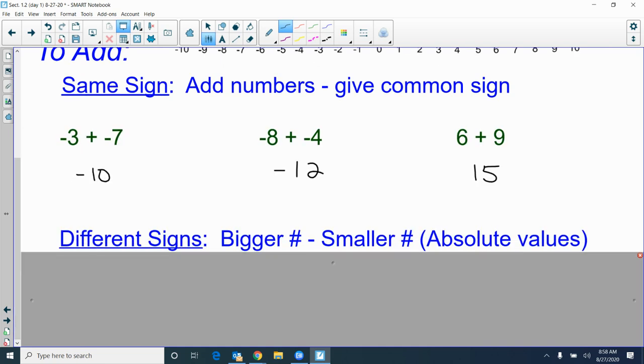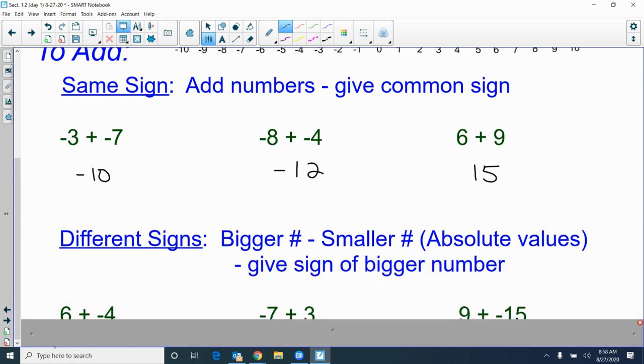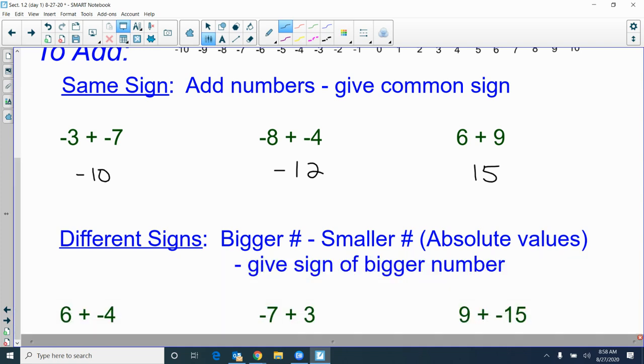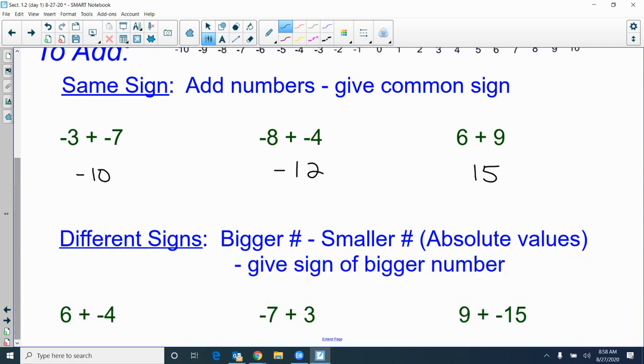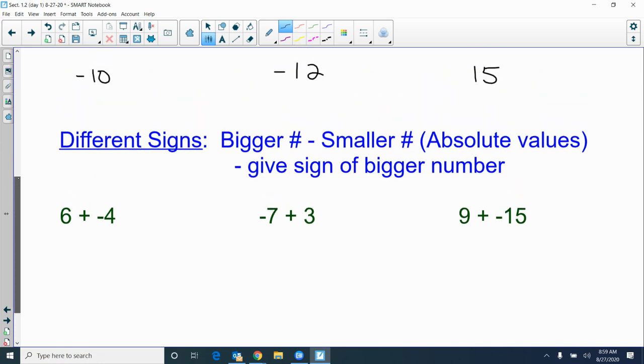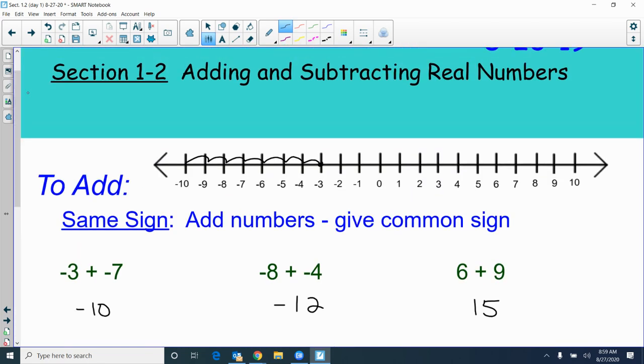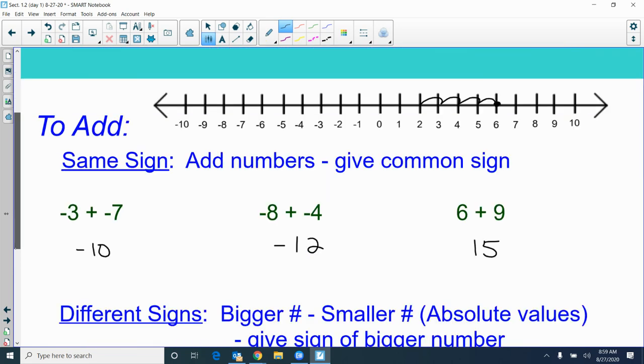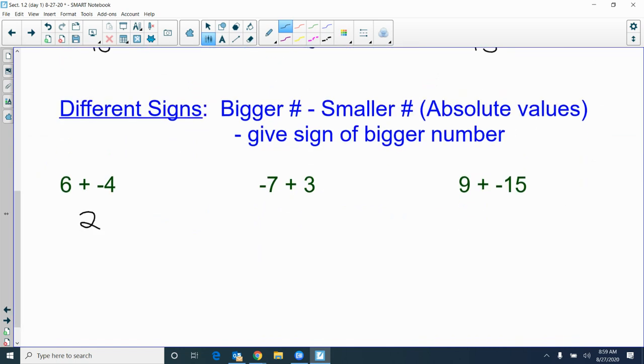All right, now if they have different signs, and what I mean by different signs is 6 plus -4. This is a positive, this is a negative. Let me go to the number line for a second. 6 plus -4 tells me to start at 6. If I'm adding a negative, I go to the left. Where do I end up if I go 4 to the left? I end up at 2. So that answer is 2.